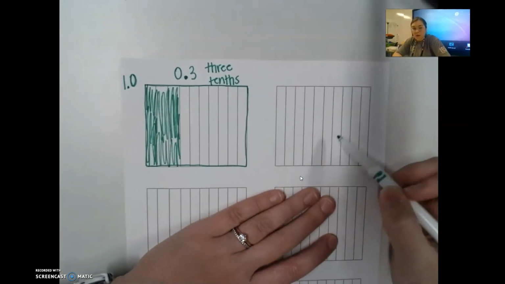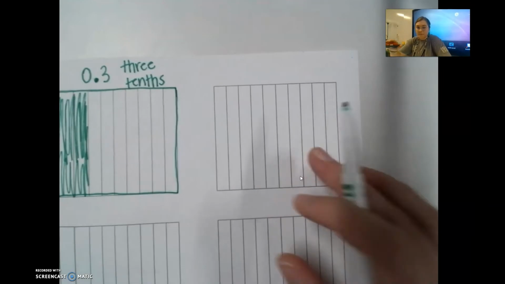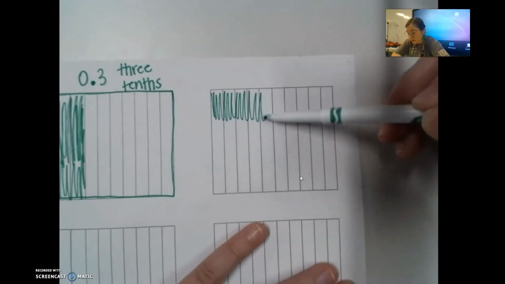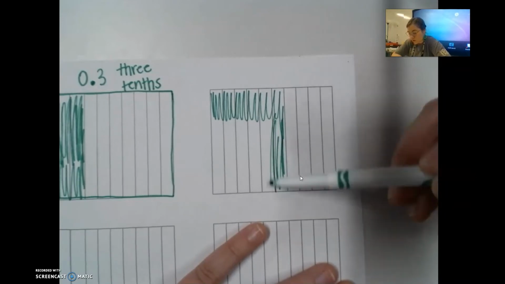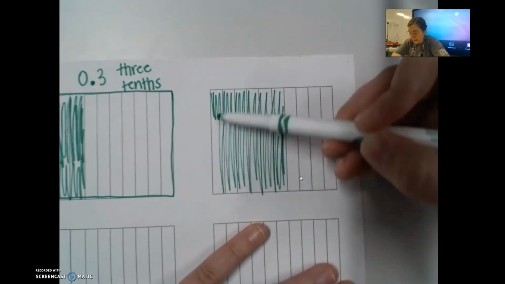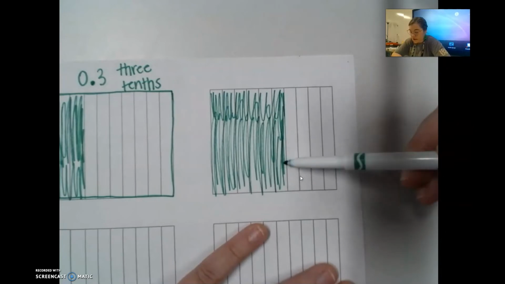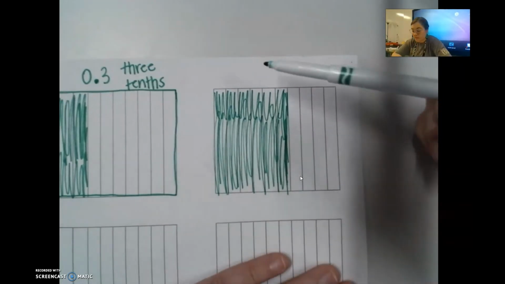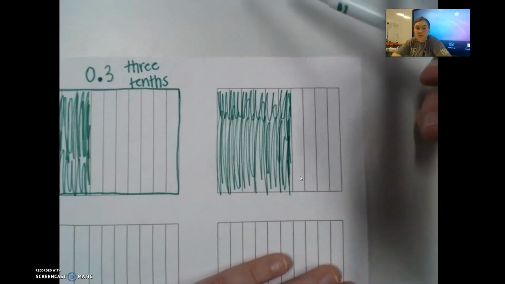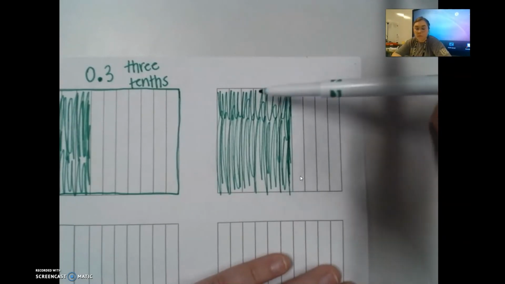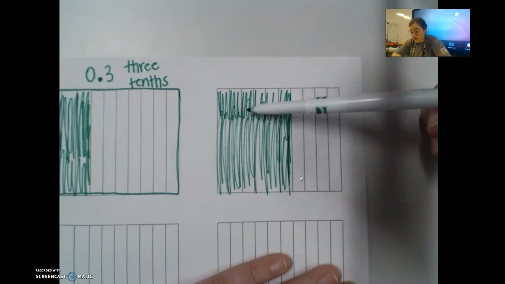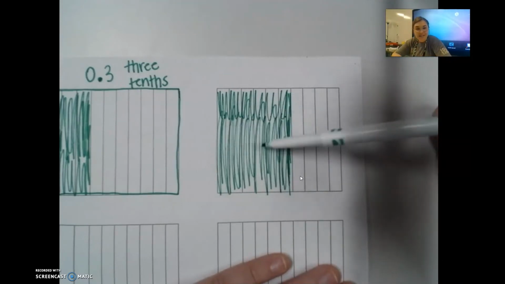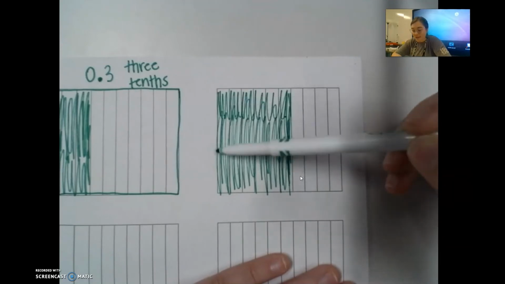So let's try this again with a different number. So we know that there are 10 parts on this, right? So what if I shaded in all of that? How many parts would I have shaded in? Pause your video and count. So you should have counted 1, 2, 3, 4, 5, 6. I have 6 out of 10 shaded.